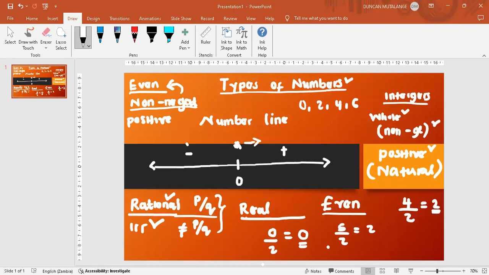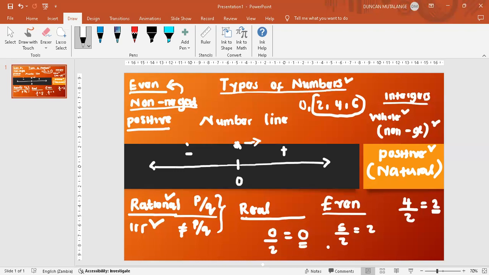But if I ask you to give me a list of only natural even numbers or positive even numbers, then where are we going to start from? We're going to start from 2. This is very cardinal when it comes to dealing with sets, because you're going to be given something like this, and it might make you lose marks if you don't understand it. So hope that is clear.